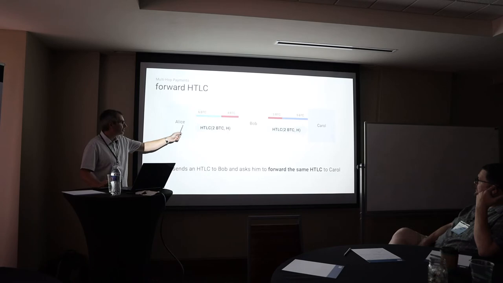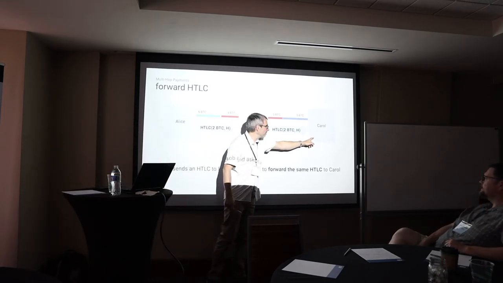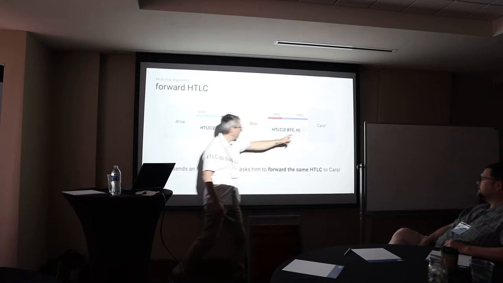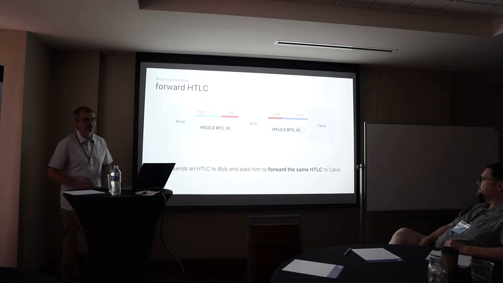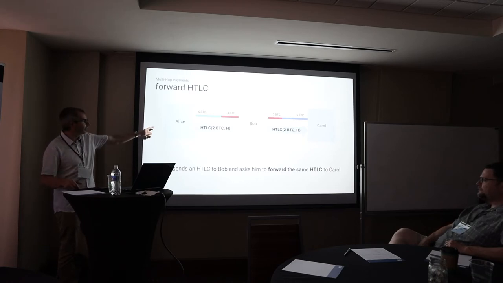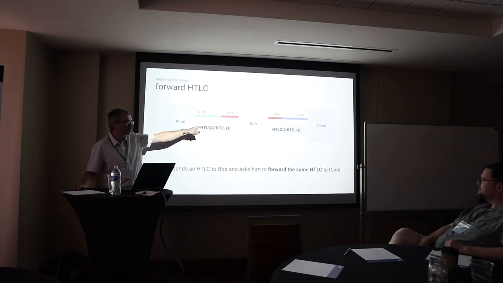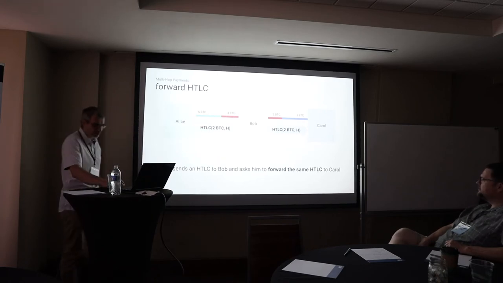Alice will send an HTLC. Again, Carol will choose the pre-image. H is chosen by Carol. So Carol, choosing H, publishes, I don't know, a QR code, something that says, Alice, send me an HTLC for that many bitcoins and that payment hash. And Alice will find the route on the network, go through Bob, send Bob an HTLC for 2 bitcoins and a payment hash. Bob will relay the payment to Carol with the same payment hash.